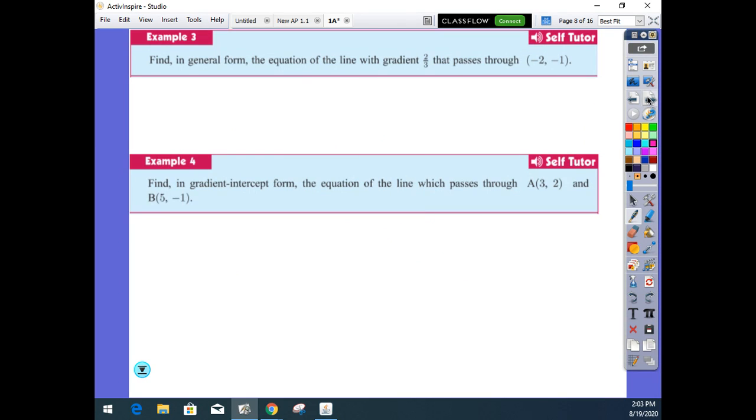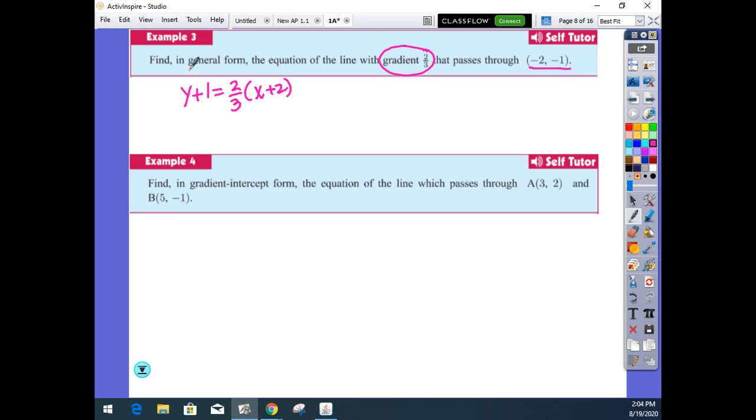All right, so your general form, if it has this slope or gradient and this point, that means I'm going to start with point slope form. y minus -1 means y plus 1 equals my slope 2/3 times x minus -2 makes it x plus 2, when I subtract a negative.